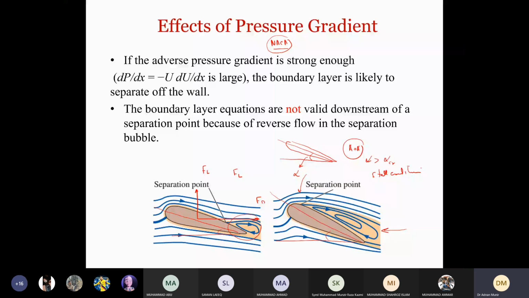In case of an aerofoil, the lift force should be greater than the weight of the aircraft. If the lift force is greater than the weight of the aircraft, only then the aircraft will be able to fly. And then this drag force, which is generated in case of an aircraft, is overcome by the thrust provided by the engines, right?